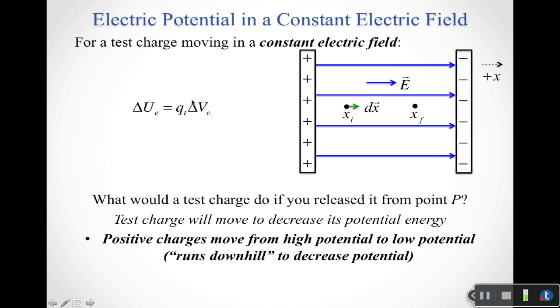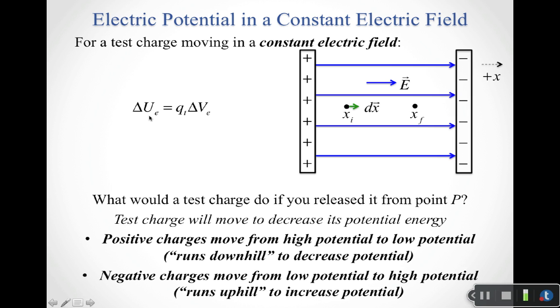So that means I actually have to increase the potential with a negative charge in order to decrease the potential energy. This means that negative charges move from low potential near the negative plate to high potential near the positive plate. They run uphill to increase their potential in order to decrease the potential energy.